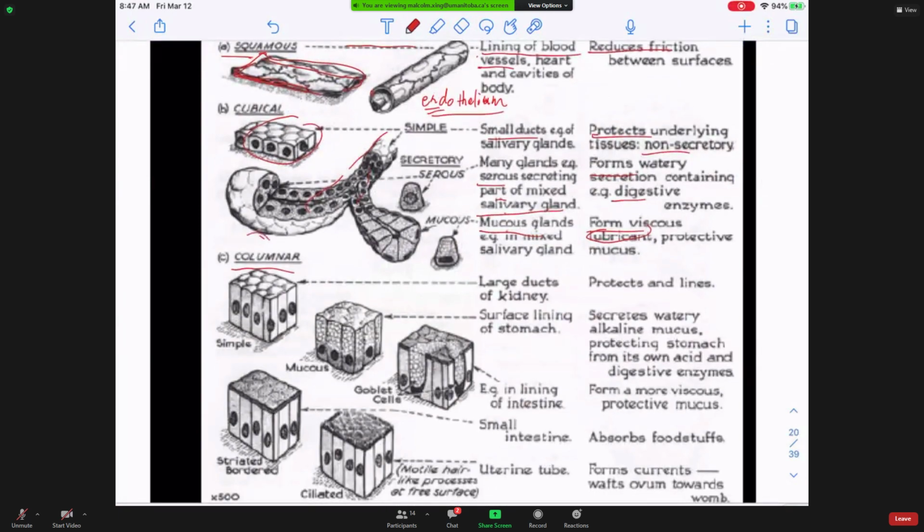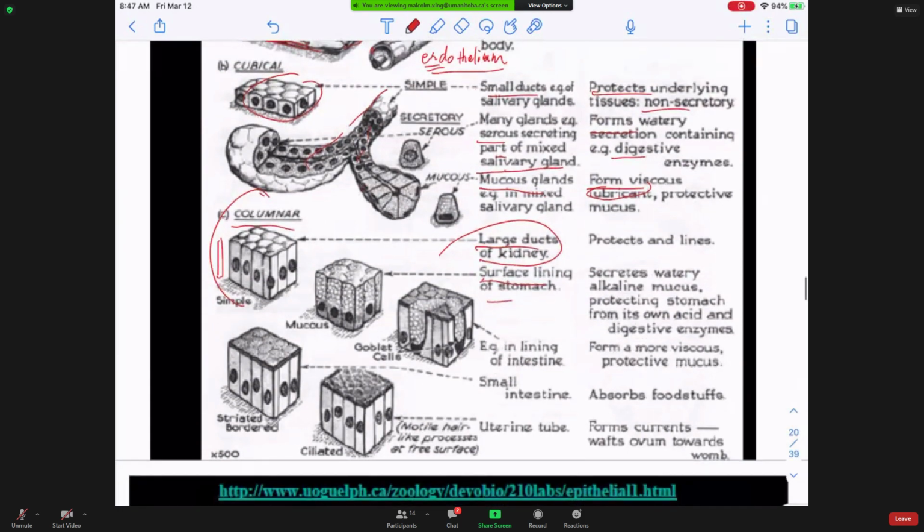And that's why it has a columnar kind of structure. It's found in the large ducts of the kidney and the surface lining of the stomach. One protects and lines the kidney duct, and the other secretes water and alkaline mucus for the stomach, to protect the stomach from its own acid. So think about this one.